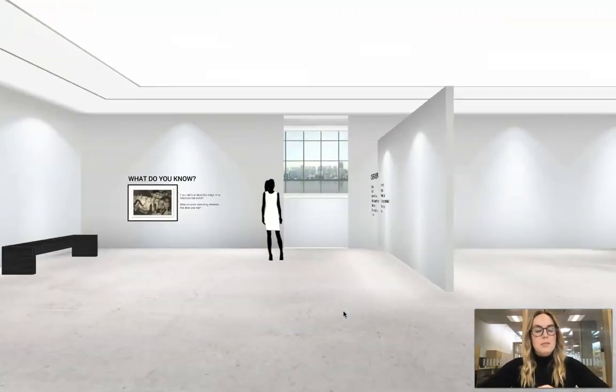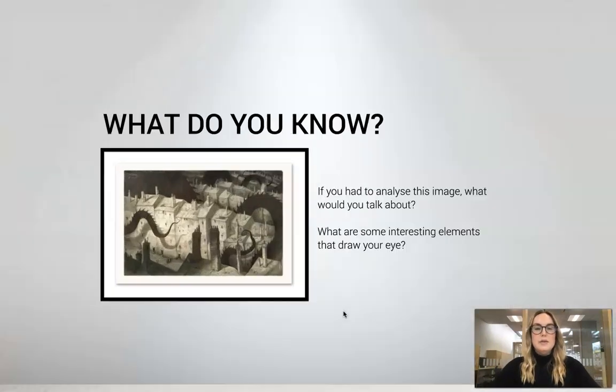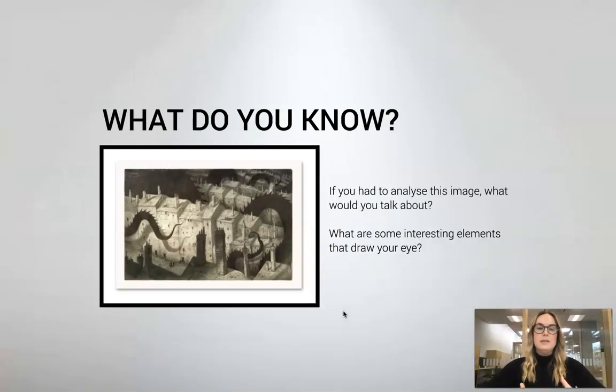So before we start, what I thought we would do is have a look at an image and think about some of the things that you might identify and some of the things that draw your eye, so that if you had to say something about this image, what are some of the things that you might say? So pause this video here and jot down a few ideas. We are going to revisit this later.